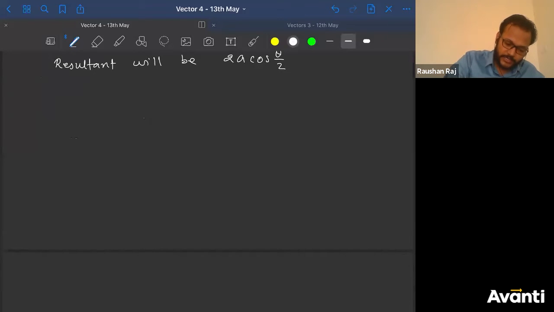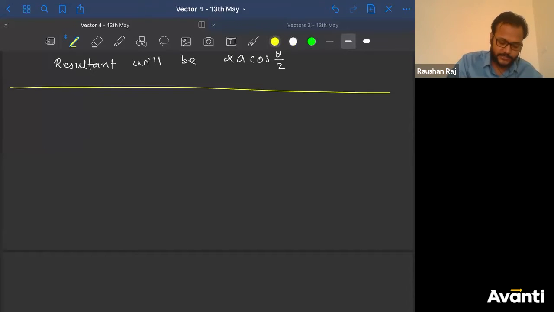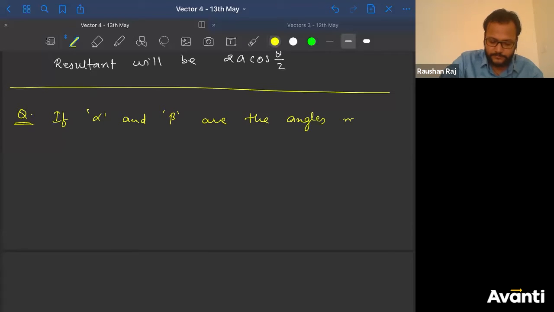Now let me give you one more interesting question. We'll do a good question, and then I'll also explain how we get that answer. So if alpha and beta are the angles made by the resultant with vector A and vector B respectively.